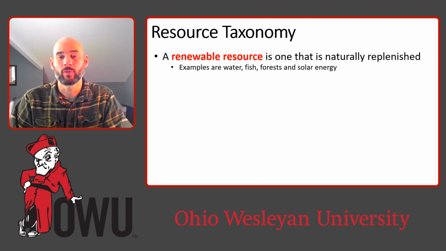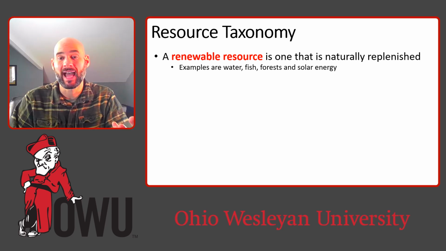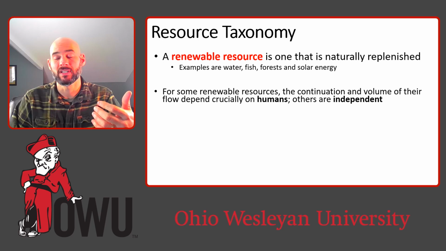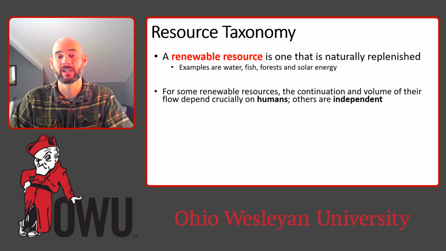On the other hand, a renewable resource is going to be one that is naturally replenished. Examples being water, fish, forest, solar energy. That doesn't mean that we can't completely collapse stocks of these resources, but it means that there is a rate of replenishment which we need to keep in mind, which will inform our optimal extraction rate. And so some of these resources are going to have their rate of replenishment depend on human activity. Some are going to be more independent.